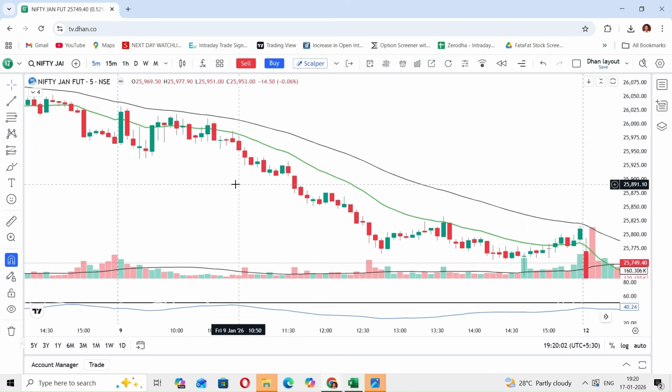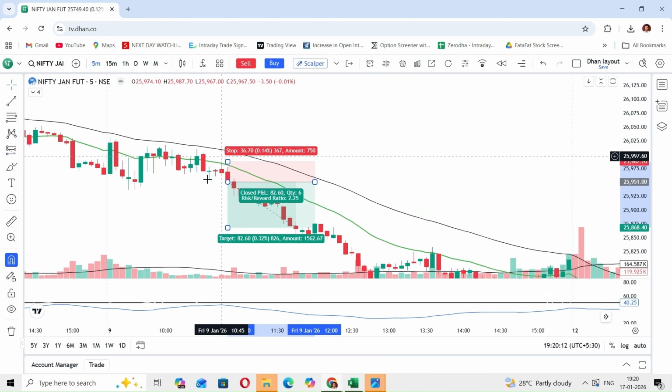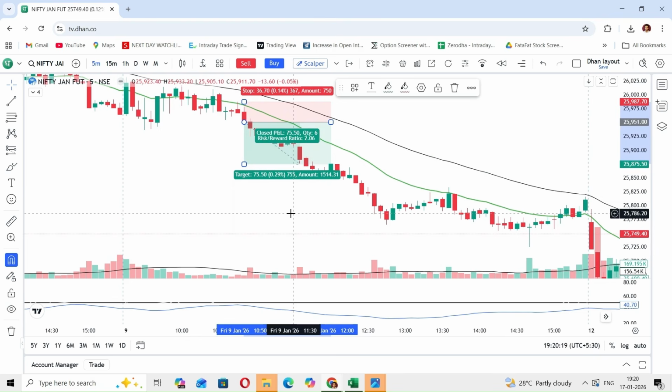Here again it forms our three candle theory setup. I will take a trade here, short position. The high of this candle should be my SL. 1 is to 2. I got this target here only, right? Fine.